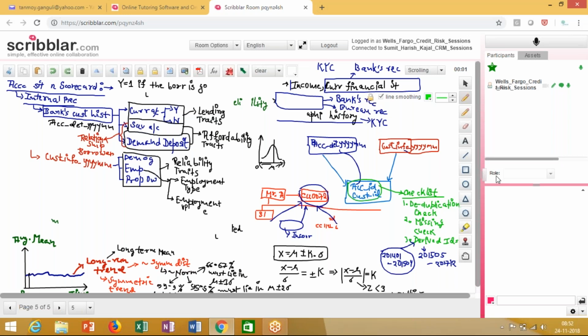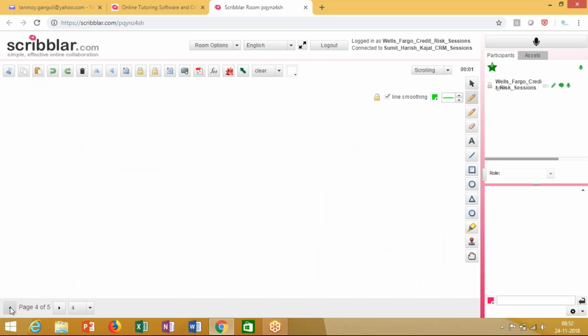So, good morning, everyone, and welcome to a fresh new session on credit risk modeling using science. What we will do is a very quick recap of the discussions we were into in the last class, and from there we will take it up from the next discussions, right?